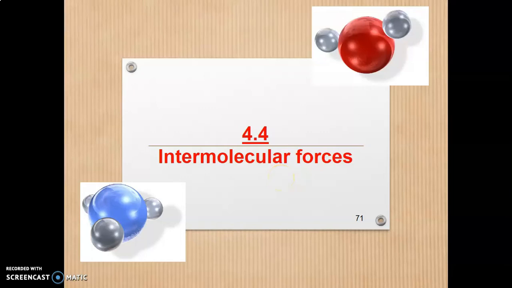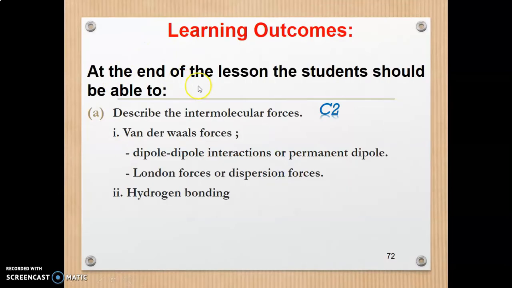4.4 Intermolecular Forces. At the end of the lesson, the student should be able to describe the intermolecular forces, that is van der Waals forces and hydrogen bonding.